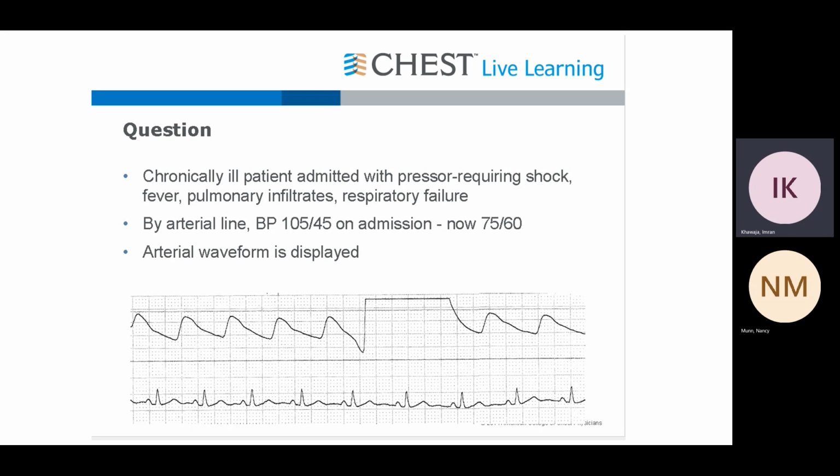Okay, next, Yunus. A chronically ill patient admitted with shock, fever, pulmonary infiltrates, and respiratory failure, monitored by arterial line. BP is 105/45 on admission. Now it is 75/60. Dual waveform on display. I think it is overdamped. Okay, so what makes you think it's overdamped?